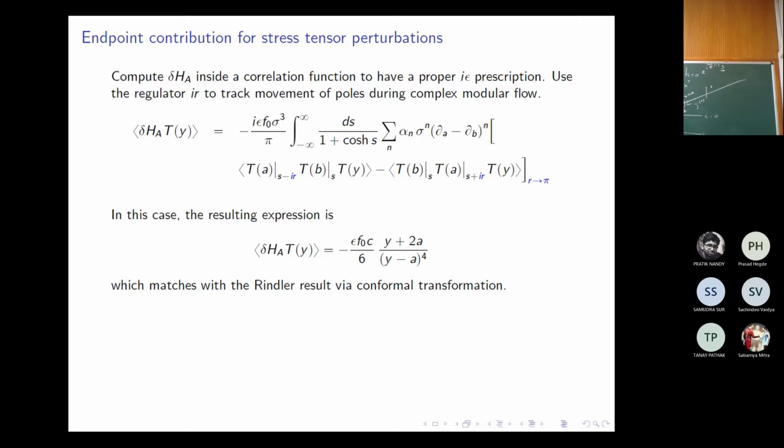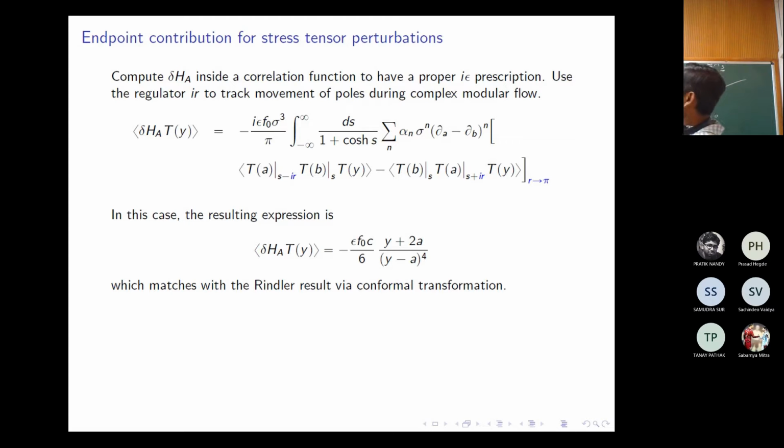And this we could do after some sweat for stress tensor perturbation and scalar, but in this case we will be able to do it for all modular weights, with, sorry, yeah, with identity and identity.